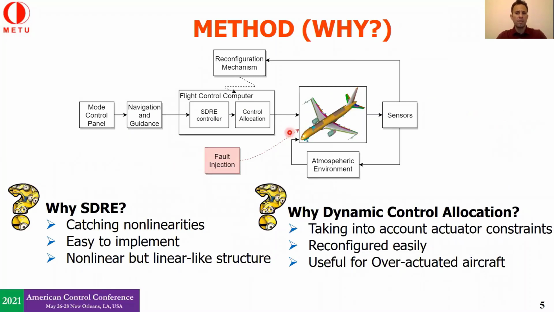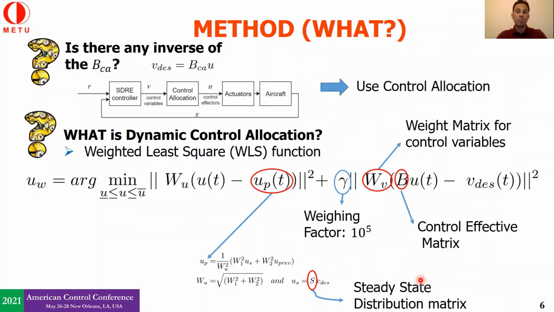Why do we choose STRE and dynamic control allocation? Because STRE is a nonlinear controller and easy to implement. Dynamic control allocation can take into account actuator constraints, be configured easily, useful for overactuated aircraft. What is control allocation? The inverse of the BCA matrix cannot be calculated because it's a 3/8 matrix. So one of the CA methods, dynamic control allocation, is used, and weighted least square equation is given here.